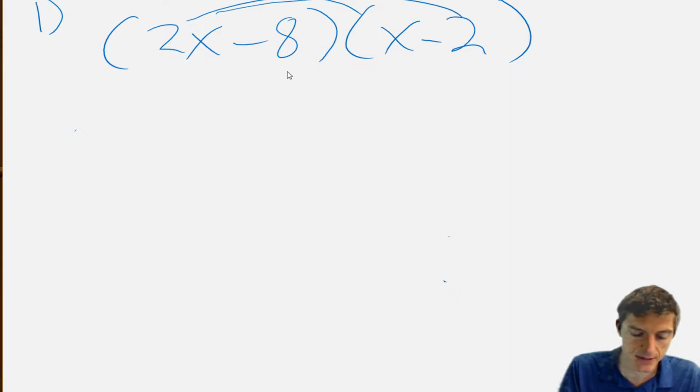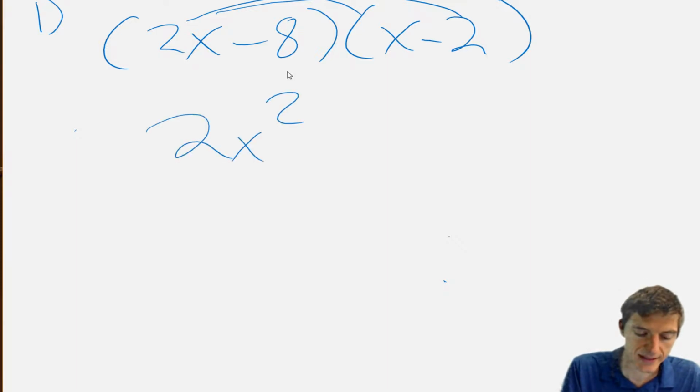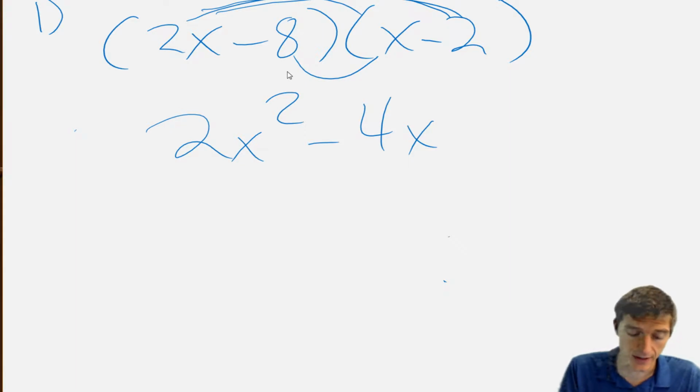So 2x times x, that's my first one. That's 2x squared. Now I'm going to take that 2x and multiply by the negative 2. That'll be negative 4x. So I do the same thing with the 8. Negative 8. Remember, it is a negative 8 right there, so watch out. So I got negative 8 times x is negative 8x, and negative 8 times negative 2 is a positive 16.